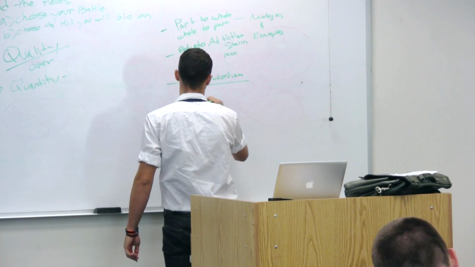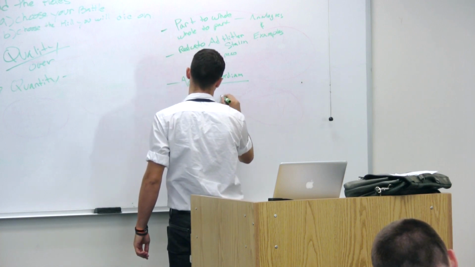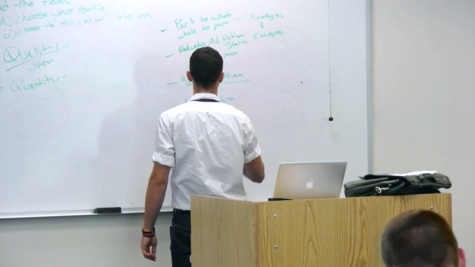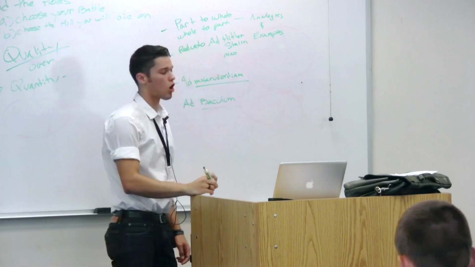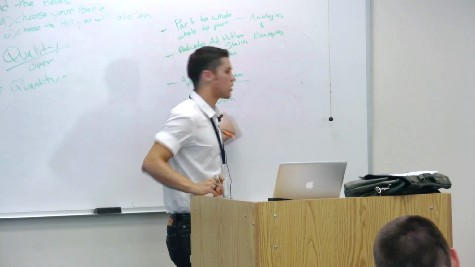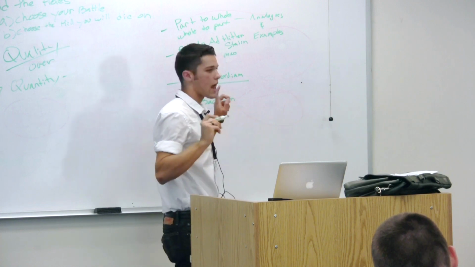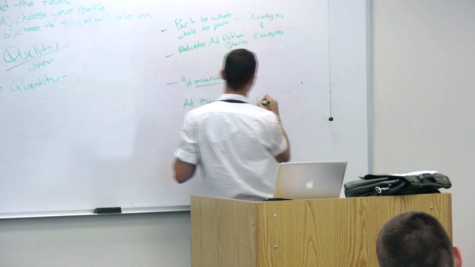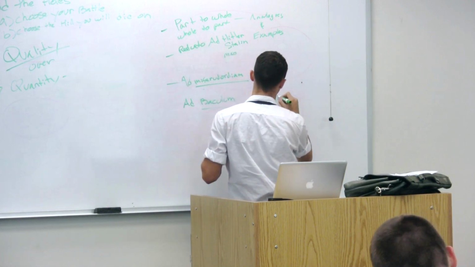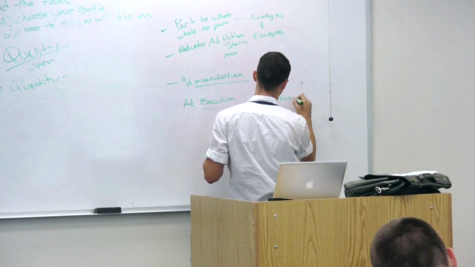Ad baculum. An appeal to force. It's basically a strongman tactic. We will make this go through. We will force this to go through. And this is directly linked to a TP argument called legislative entrenchment. And I'll explain that in a second.